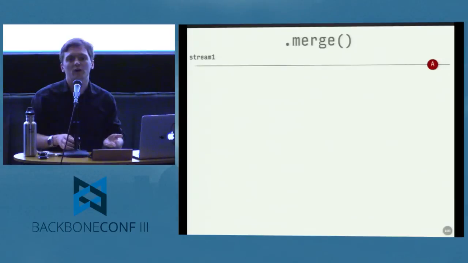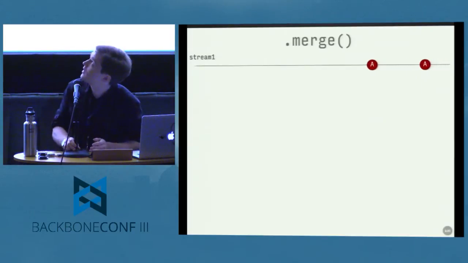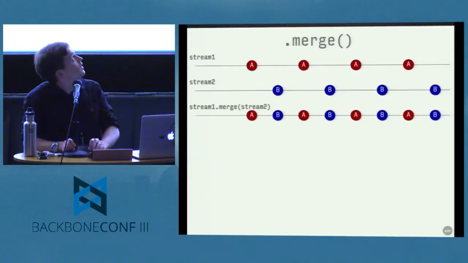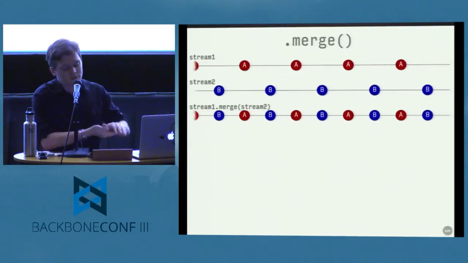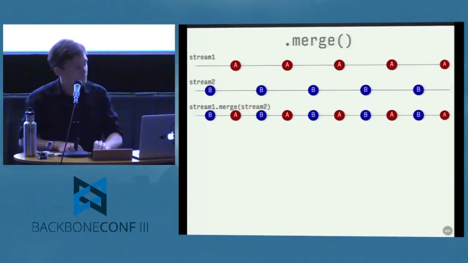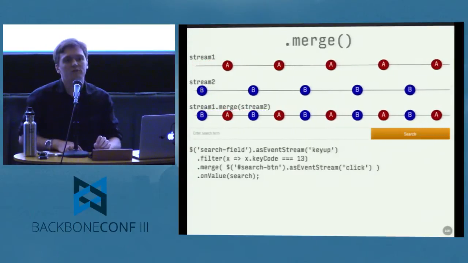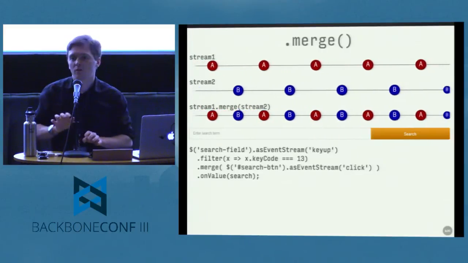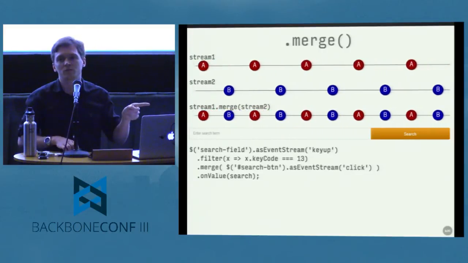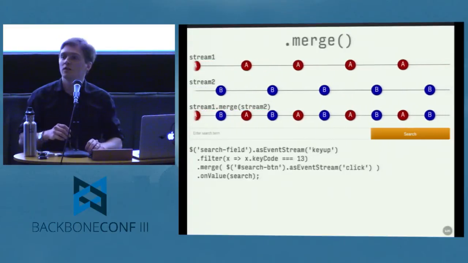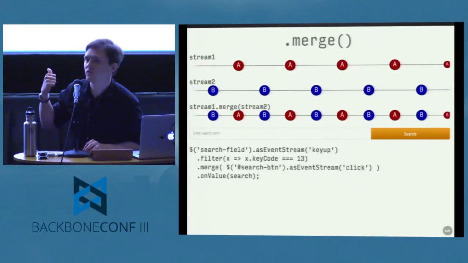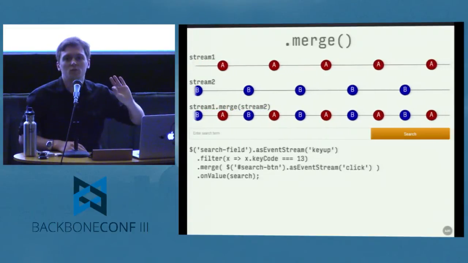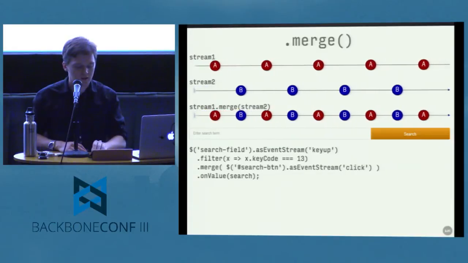We've got also a couple of ways that we can combine multiple streams. There's a merge function, which does exactly what you would expect it would. It just takes two streams and slaps them together. This is useful, for instance, if you have a search field. If you want to capture key presses, if you're looking for the enter key or the search button click, then you can take both of those sets of events and put them on one stream and then just handle that one stream and run your search function there. Very simple.